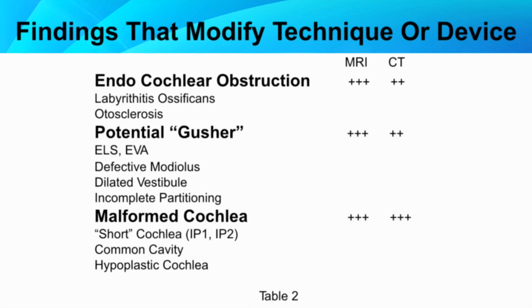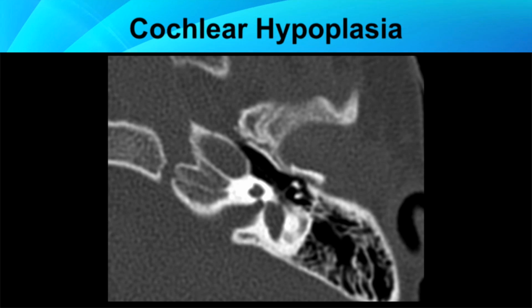Gushers occur more commonly in individuals with cochlear dysplasias, in subjects with modiolar defects, and with dilated vestibular systems. The risk of a gusher is also increased in individuals with enlarged endolymphatic sacs or enlarged vestibular aqueducts. A shorter electrode array may be most appropriate for this hypoplastic cochlea. Note that the vestibule is dilated, increasing the likelihood of a gusher and a facial nerve anomaly.